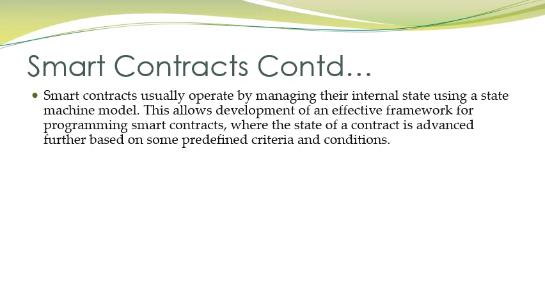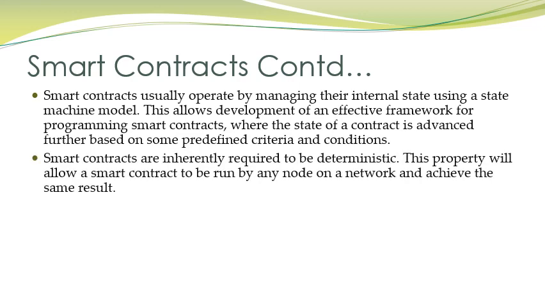Such states are used to represent the state of the machine, so this is called the state machine model. Smart contracts usually operate by managing their internal state using a state machine model. This allows development of an effective framework for programming smart contracts, where the state of the contract is advanced based on some predefined criteria and conditions. Whenever the smart contract is executed, the state of the data will change, and it has a current state. The previous state has changed to the new state.